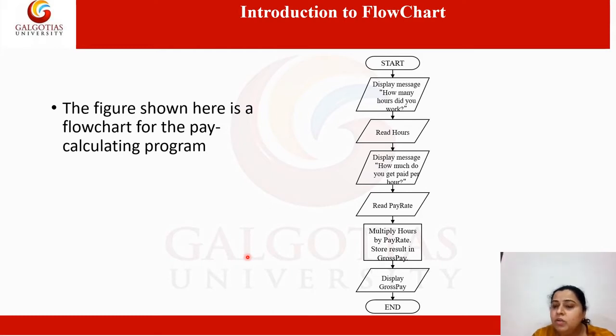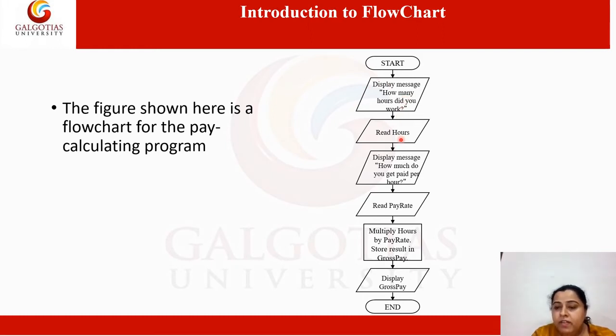Now, how do we draw a flowchart using this? First we need to start. Then the system asks the user how many hours the user has worked. The user will input some number of hours. So you can see here we have used a parallelogram. Why? Because for input and output we need a parallelogram. Here we write, how many hours did you work? Then the user will enter the number of hours and we'll read those hours.